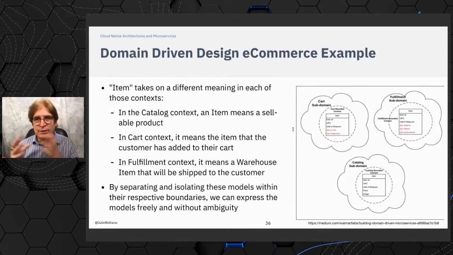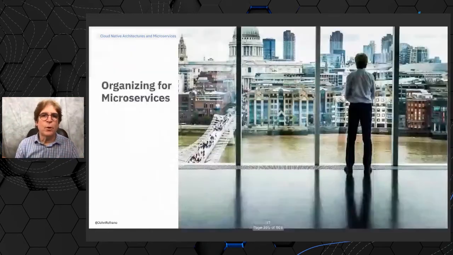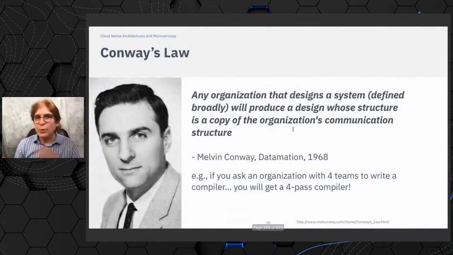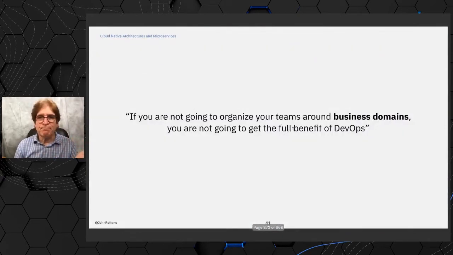And here's an example. Each one of these contexts has something called an item, but in a catalog, it means a sellable product. And in the cart, it means something that somebody's going to buy. And in fulfillment, it's something that's in the warehouse, right? So we talked about Conway's law. I have to go over that.